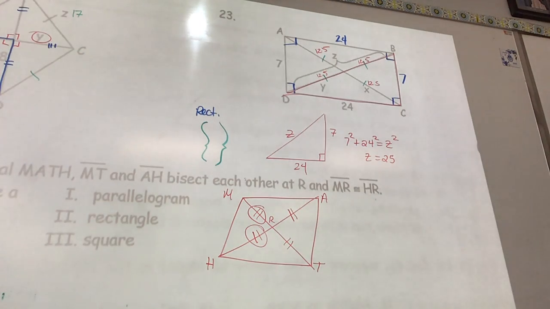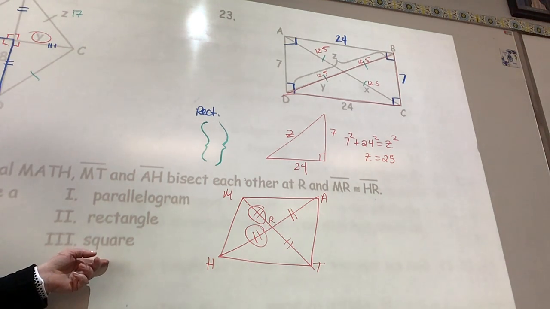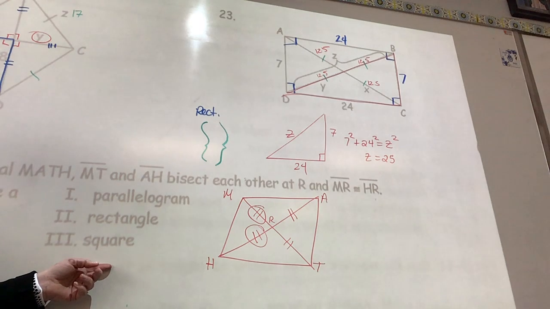So who has a picture like that? Reese, what do you think? Yeah, so I know it's a rectangle. So you know it's a rectangle. Is it enough to give me enough information to be a square, though? No. So I'm thinking he's just a rectangle, number 2.